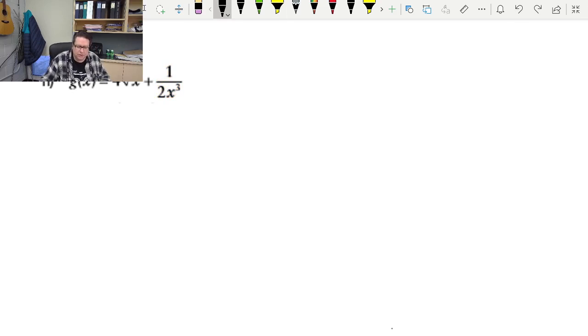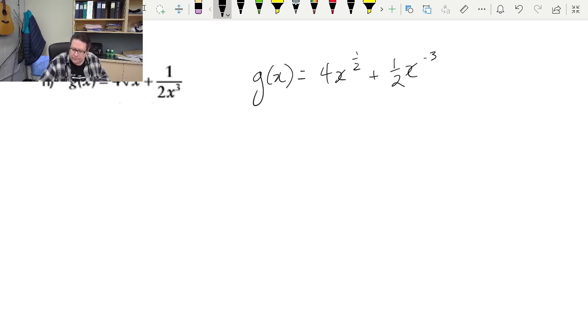let's see if we can change this. The first thing I'm going to do is change this to g of x is equal to 4x to the 1/2. And this is now going to be 1/2 times x to the -3. So there's my first step for this, is I have to, again, let's see, make that better.